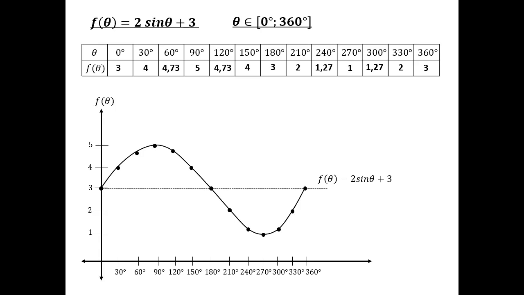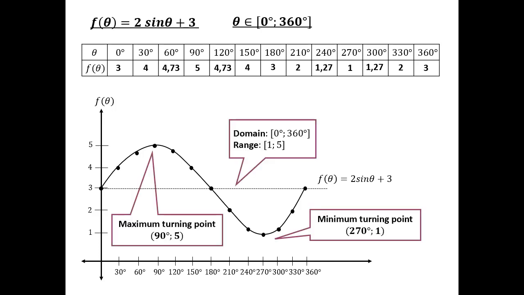The vertical shift of positive 3 raises the entire sine curve so that the midline is no longer at the x-axis, but at y is equal to 3. So this means the sine function never touches the x-axis, and its maximum and minimum are no longer at y is equal to 1 and y is equal to negative 1, but shifted accordingly by the value of 3 units up.